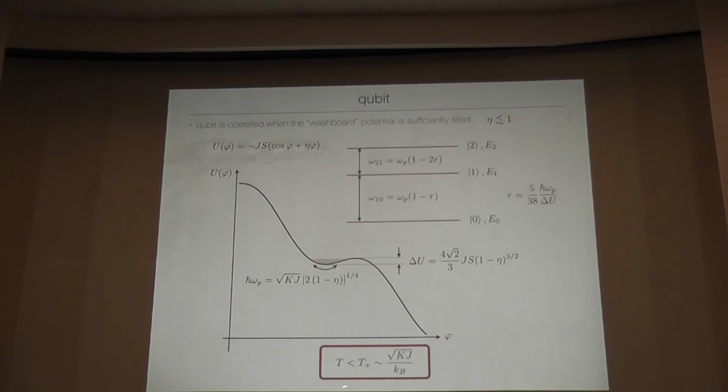And if we lower the temperature low enough, below this plasma scale, then the quantization of energy levels within each of these minima becomes important, and we may use the lowest two states as the basis for our qubit. The nonlinearity is provided by this washboard potential. We can model the nonlinearity and show that the 1 and 2 levels are off resonant with the first two levels.